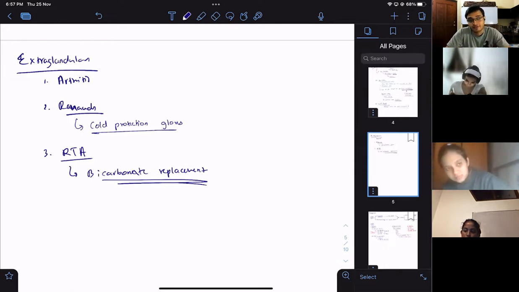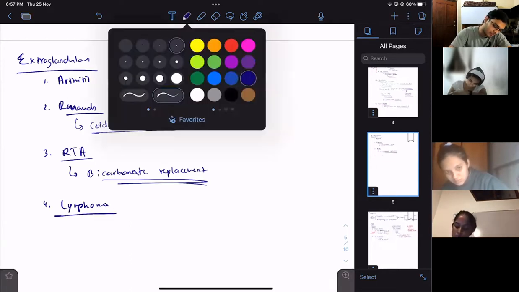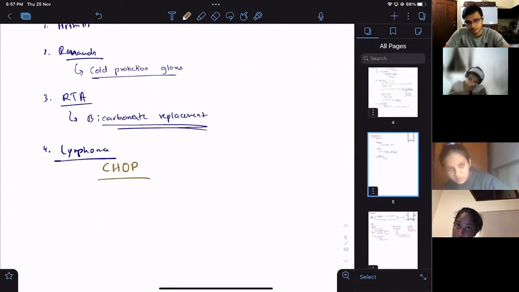If the patient has lymphoma, this is in our next module, we'll talk about these. Just remember, there is a treatment protocol called CHOP. Anyone knows this? What is CHOP for lymphoma? Okay, no need to write it down. I will just mention, don't write it down. We'll talk about this in the next module.